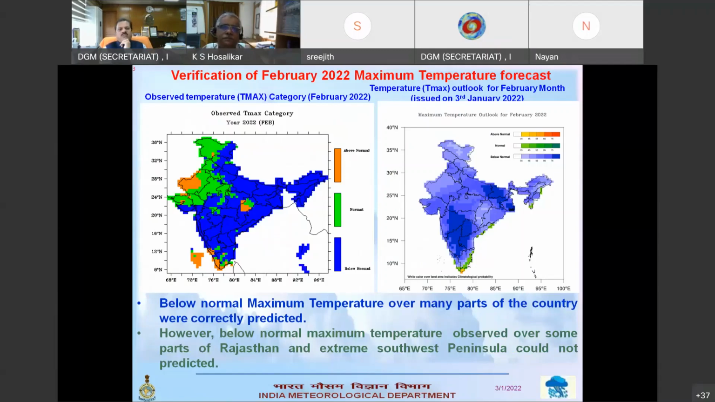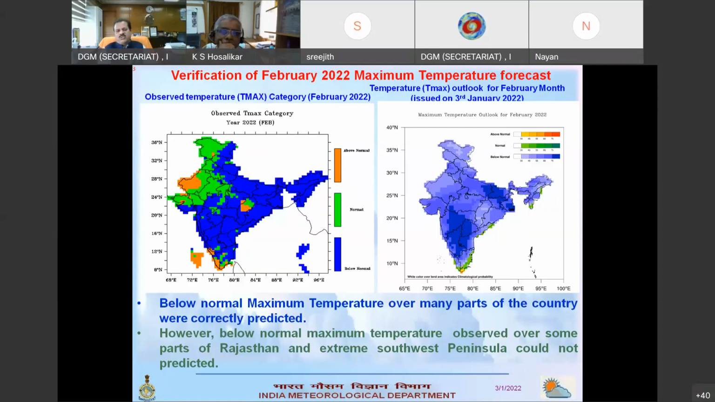Now let us have a look at the forecast we issued for the month of February, the temperature forecast. The left-hand side diagram shows the observed maximum temperature in the month of February, and the right-hand side indicates the forecast maximum temperature for the month of February. Our forecast was that over most parts of the country, there was probability of temperature being below normal. And if you look at the left-hand side diagram, you will find that temperature, represented by the blue color, has been below normal over most parts of the country.